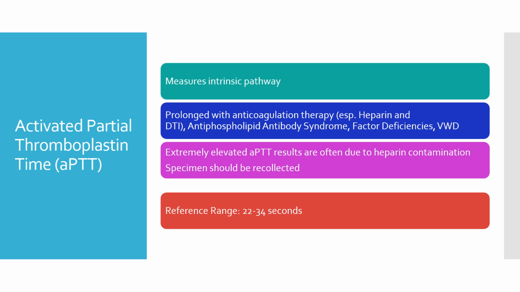Reference range for an APTT is 22 to 34 seconds. Really, we're doing okay until we get up to about 39, 40. That's when we really start to think about, oh, this is very, very prolonged. But yes, the normal reference range is between 22 and 34.